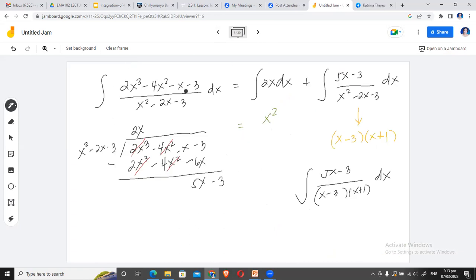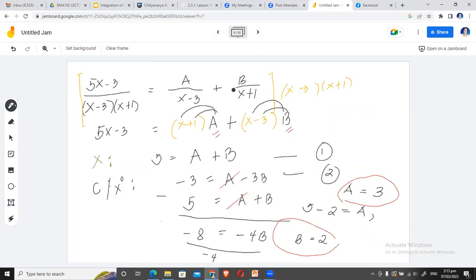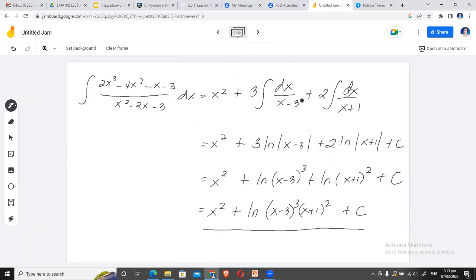So, do long division if there's a need for you to do long division. Factor the denominator. Then write its equivalent partial fractions. Determine the value of the unknown constants or undetermined coefficients by using the process of equating coefficients of variables and constants. Then evaluate the individual integrals. That should be your process of the method of partial fractions. Any question? Okay. If there's none, then we'll go back to our slide.